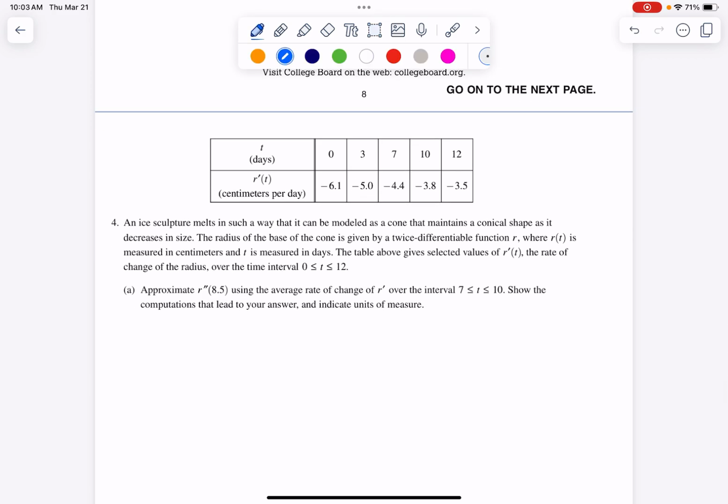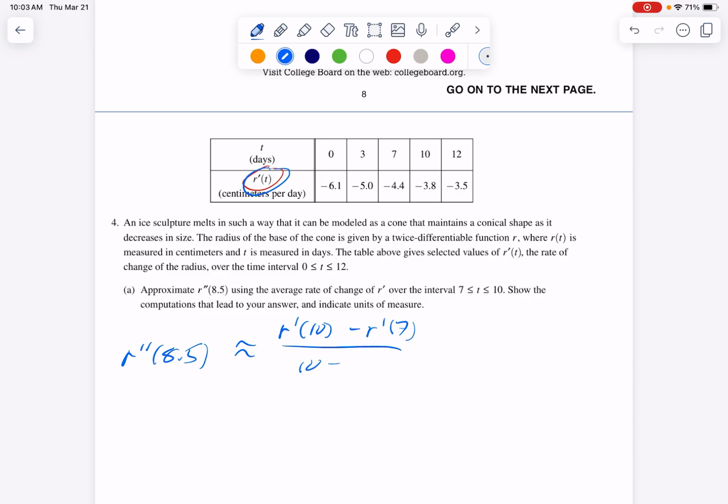So for part A, we want to estimate r double prime of 8.5. r double prime is the derivative of r prime, which is the instantaneous rate of change of this. I don't have a formula, but we can say instantaneous rate of change is roughly the same as average rate of change. So we could say that r double prime of 8.5 is approximately, and let's just do the best average rate of change around 8.5. We could say r prime of 10 minus r prime of 7 over 10 minus 7.